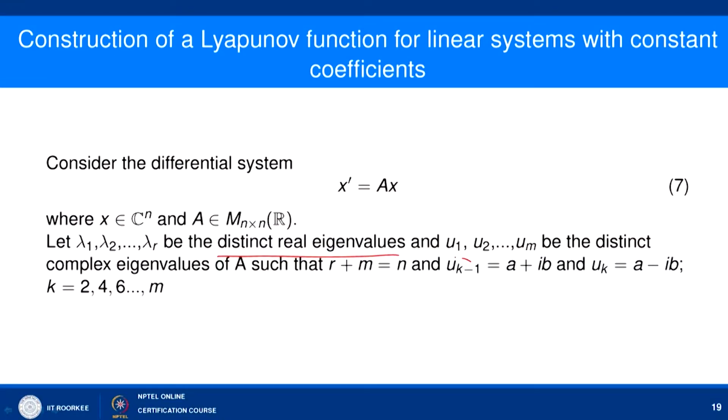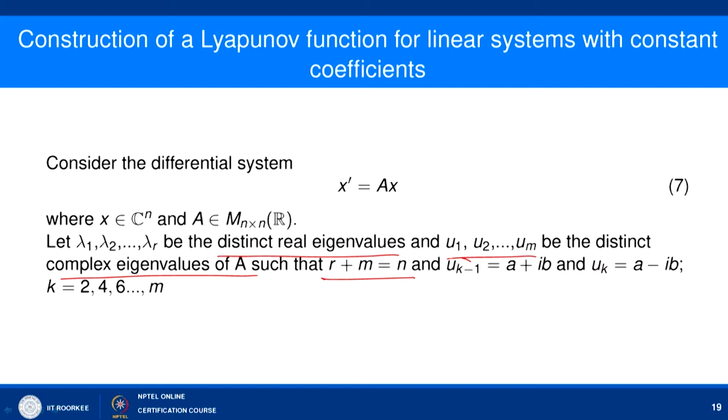Now, let us consider one more way. We define the construction of a Lyapunov function for a linear system with constant coefficients. The earlier one was a nonlinear autonomous system, and this one is a particular case of the previous construction. So, we simply say x dash equal to Ax, where A is an n cross n matrix over R whose entries are real. Let lambda 1 to lambda r be the distinct real eigenvalues, and u1 to um be the distinct complex eigenvalues of A, such that r plus m is equal to n.